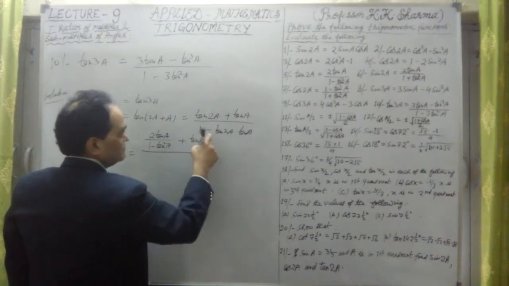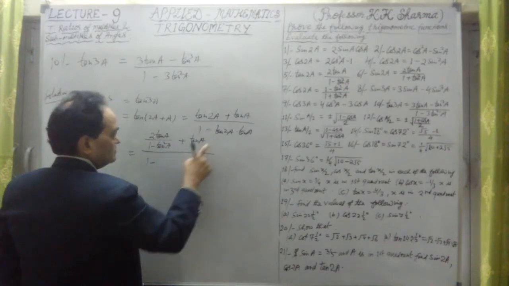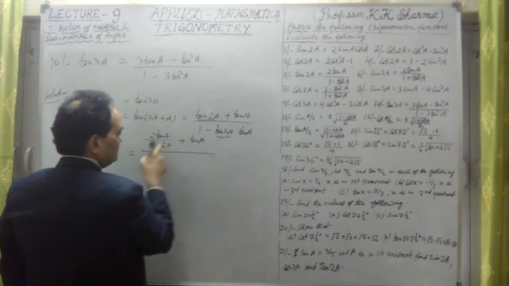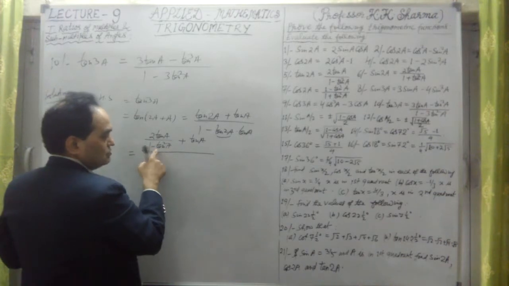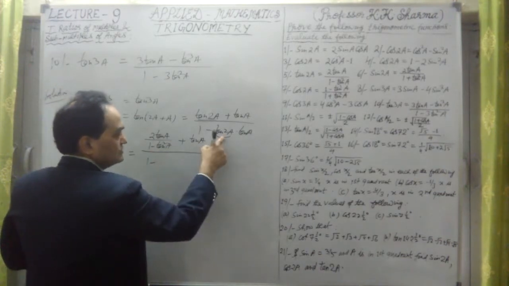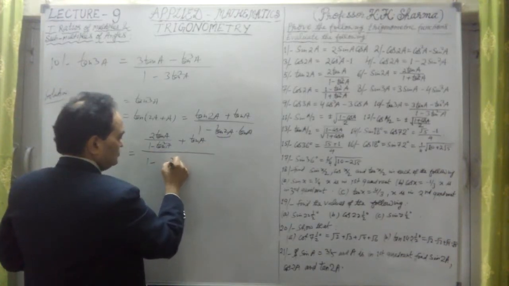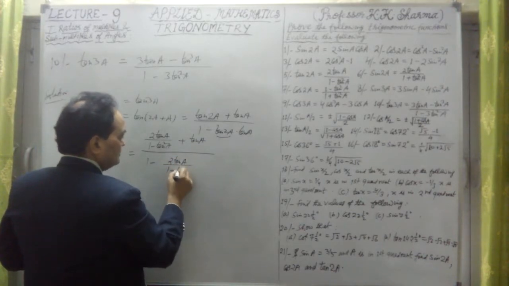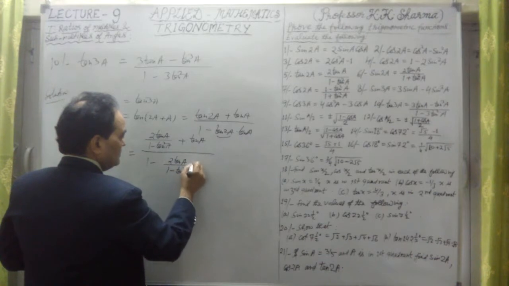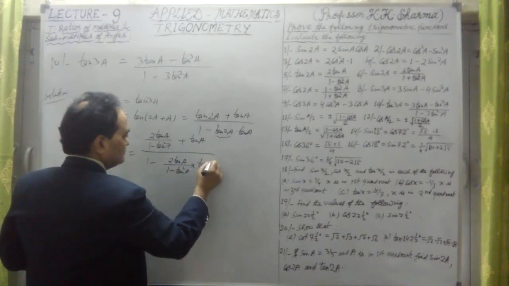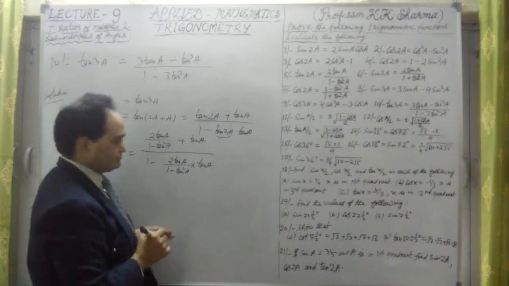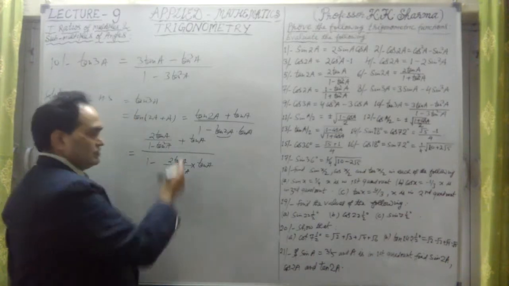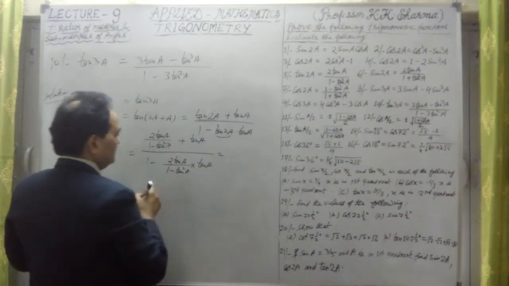whole divided by 1 minus this tan 2a. Tan 2a we have substituted here, 2 tan a upon 1 minus tan square a. Similarly here tan 2a, tan 2a is 2 tan a upon 1 minus tan square a into tan a as it is. This tan a as it is. Okay, now let me solve it further.